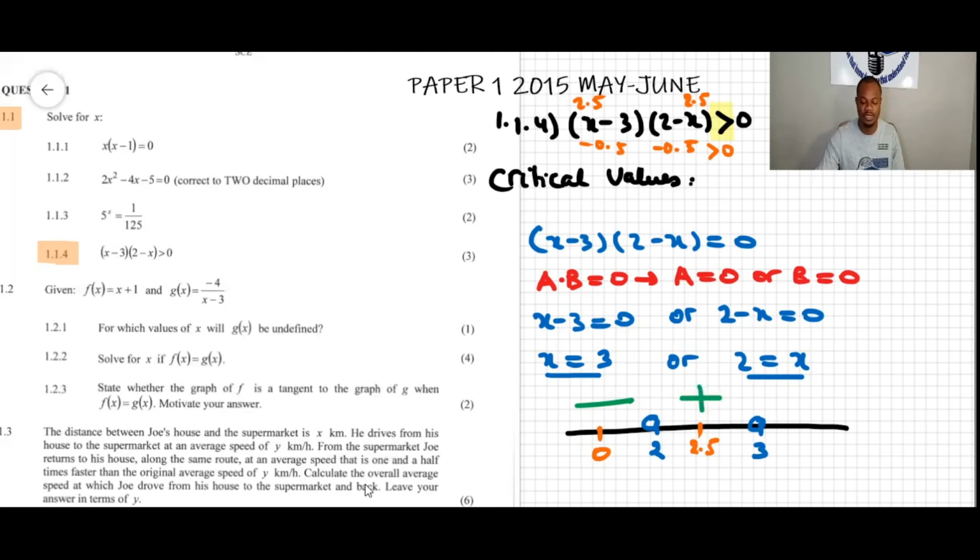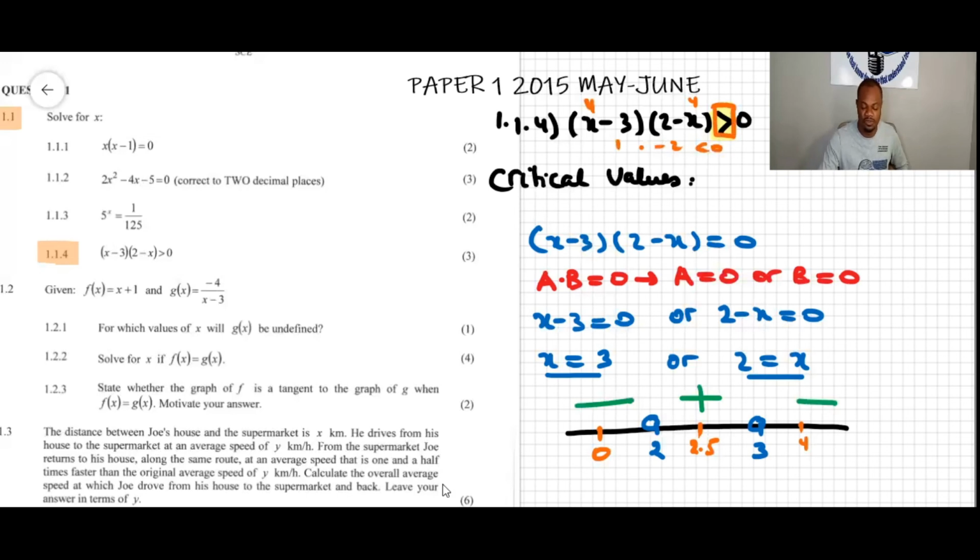Then I'm going to look at the other interval, from 3 to positive infinity. I'm going to take any random number here. Let's take a number like 4. If I sub 4 for x, you see that you have 1 times negative 2, which is negative. So in this interval, the sign is negative. But we want the solution that is positive, more than 0.